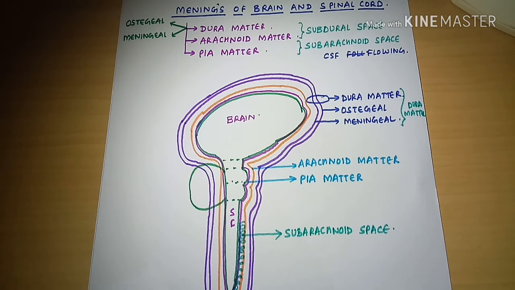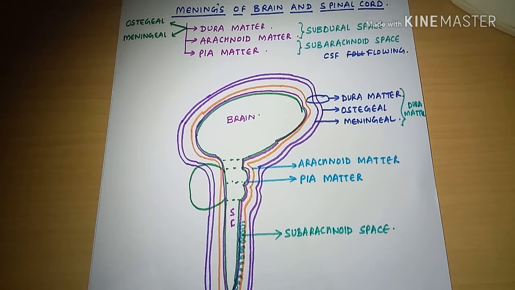So there are two potential spaces where the cerebrospinal fluid is flowing. The first one is all the ventricles, which we have learnt previously, and the second is the subarachnoid space. These two spaces communicate with each other through two openings, the foramen of Magendie and the foramen of Luschka, which we have learnt previously.